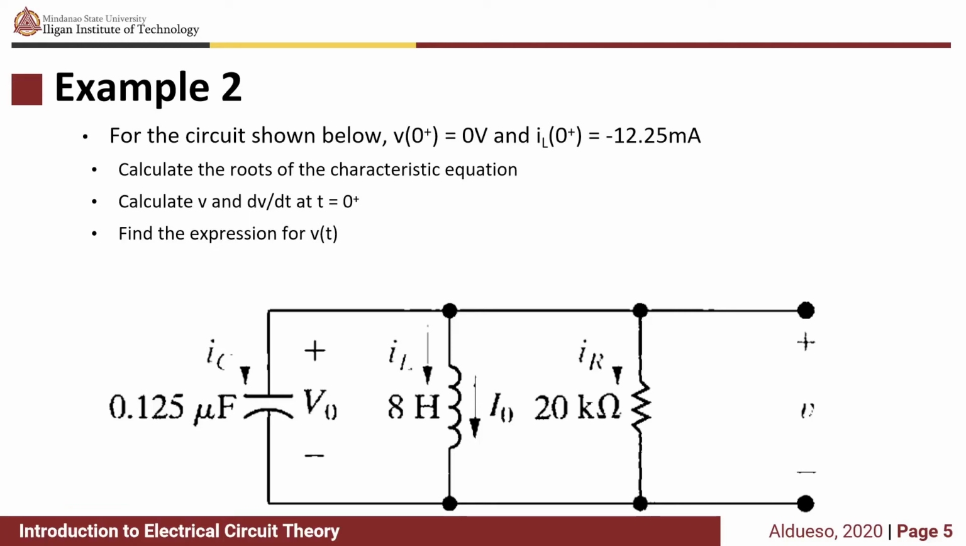Next example, we are given the initial voltage as 0 volts, and IL of 0 plus equal to negative 12.25 milliamperes. So calculate the roots of the characteristic equation. Calculate V and dV/dt at t equals 0 plus. Then find the expression for V of t.